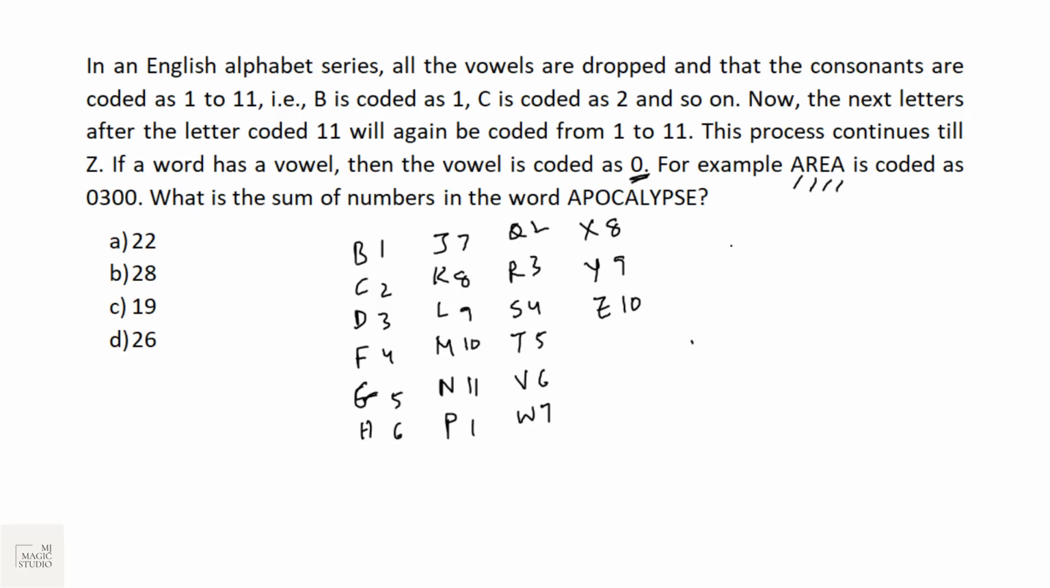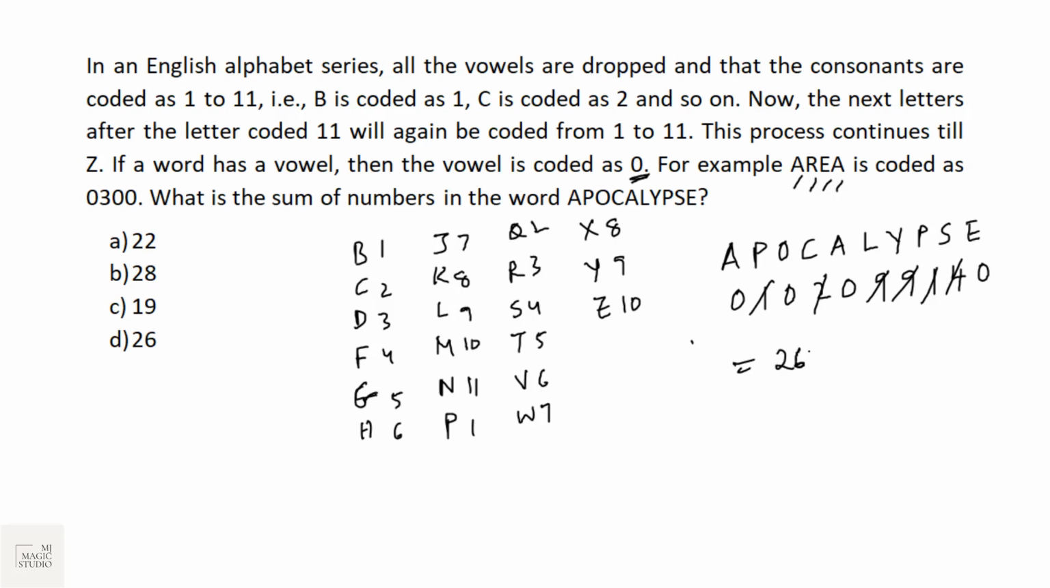What is the sum of the numbers in the word A, P, O, C, A, L, Y, P, S, E? A is 0. What have we got for P? P is 1, O is 0, C is 2, A is 0, L is 9, Y is 9, P is 1, S is 4, and E is 0 again. We need the sum of these. 18, 19, 20, 24, 25, 26. So sum is coming to 26. Yes, that we have in option D.